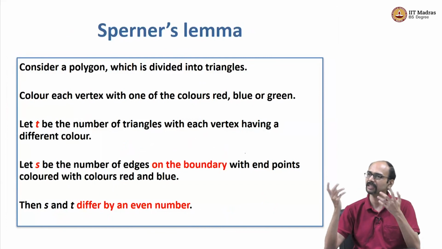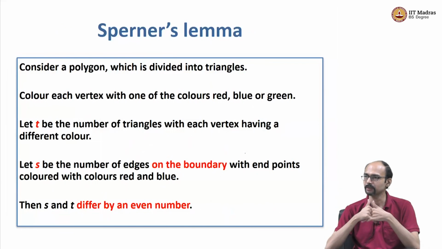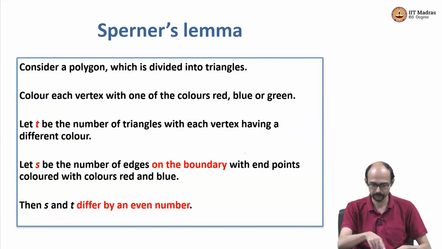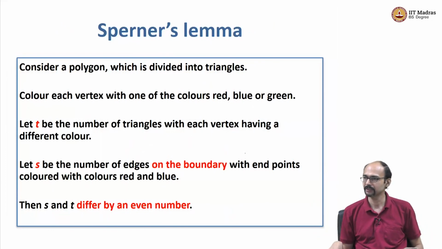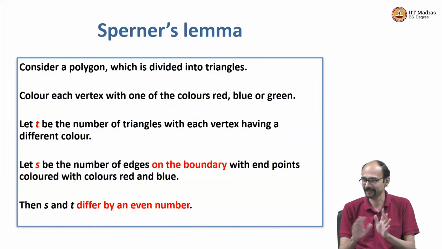No, you can just color every vertex red, for example. Then that need not happen. But Sperner's lemma still holds, because there are zero edges on the boundary and there are zero RBG triangles. So, yeah, it need not happen that it always exists.